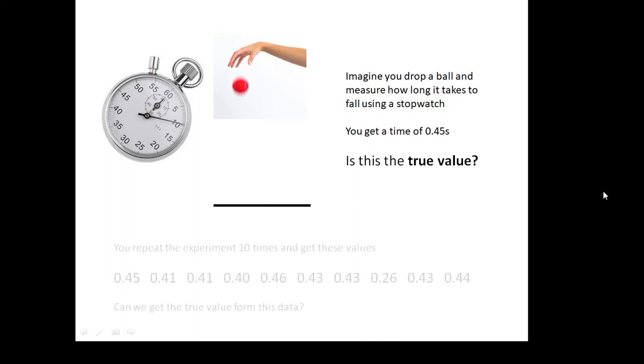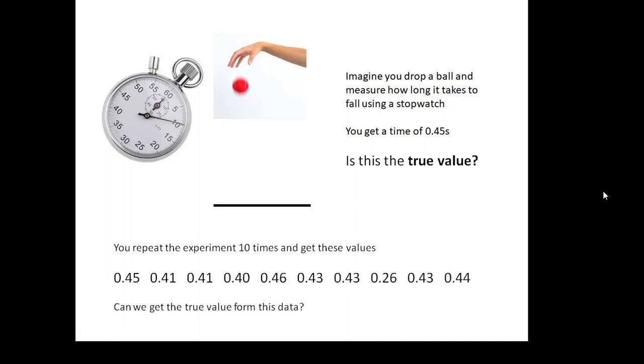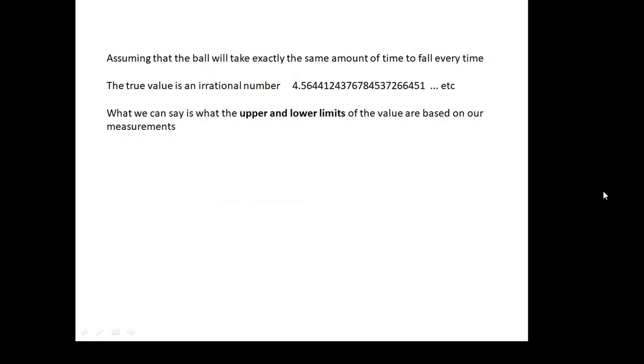I mean, one thing you could do is do it 10 times. And if we do it 10 times, we might get a data set that looks like this. We might get lots of different answers. Now, can we get the true value from this data? And the answer is probably not. Now, why? Well, one thing is that we're assuming that the ball will take exactly the same amount of time to fall. It probably won't.